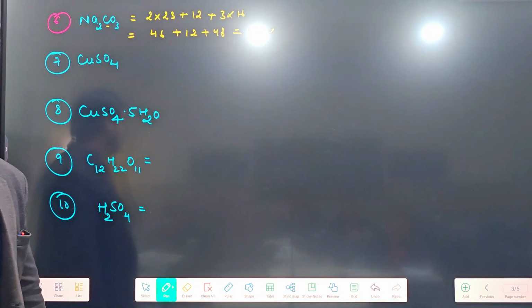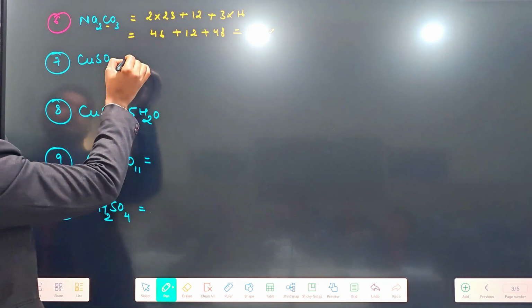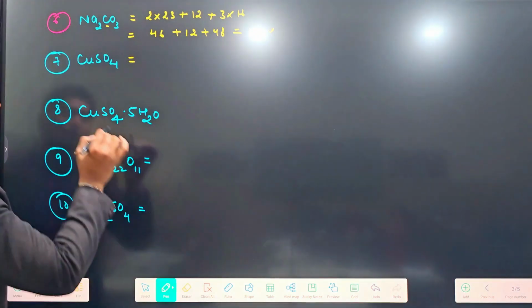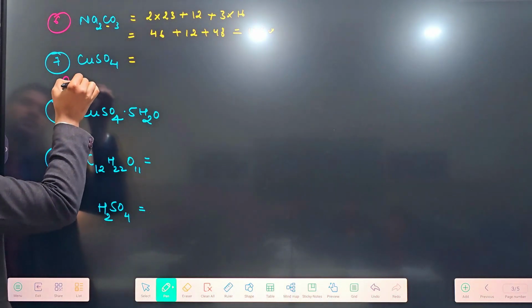Is that clear? Coming to this CuSO4. First of all, let me tell you what's the name of this CuSO4. It's a very important compound. That is copper sulfate.